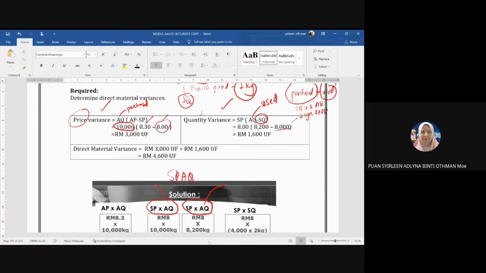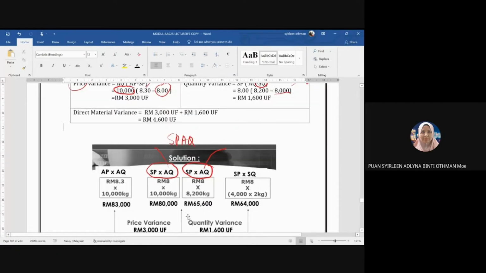Alright, okay, so nak dapatkan price variance, your AP times AQ is RM8.30 darab 10,000 kg tadi. Okay, so kalau kita kira kat luar, kita memang dah dapat dah 83,000 ni. So ni tak tunjuk pun tak ada masalah ya. So 83,000, okay, SPAQ, okay, awak kena bear in mind, AQ here merujuk kepada quantity semasa saya beli. So my quantity semasa I purchase was 10,000 kg. So RM8 multiplied by 10,000 kg is 80,000.